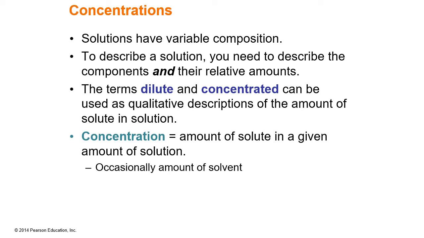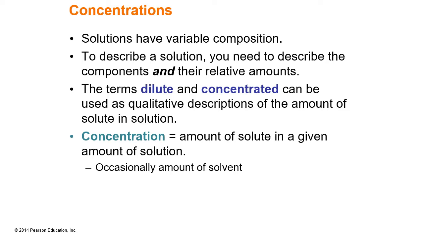The amount of solute and solvent that we have in a solution can vary. Because of this, we need a way to describe how much of each of the components is present. We can use things like dilute and concentrated, but these are only qualitative descriptions. They don't tell us the amount of the solute that is present. It just tells us a relative amount. Either it's not very concentrated, and we call it dilute, or it's very concentrated, and then we call it concentrated.